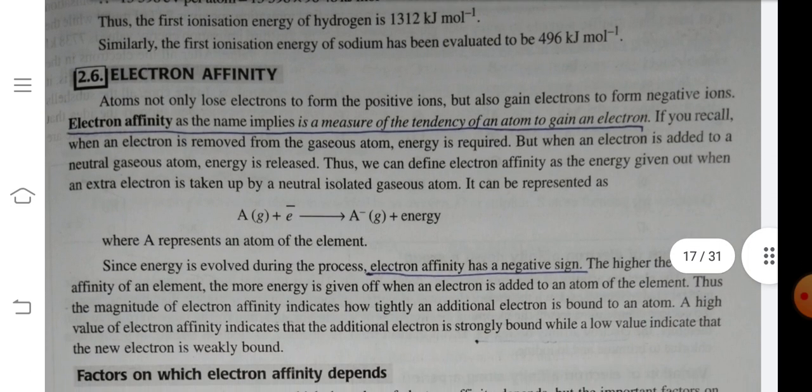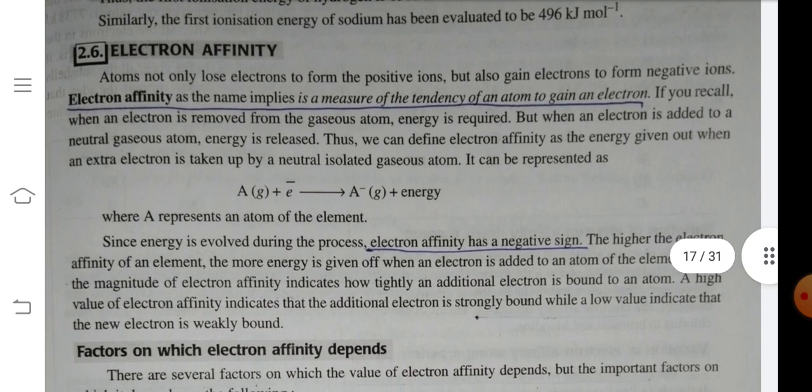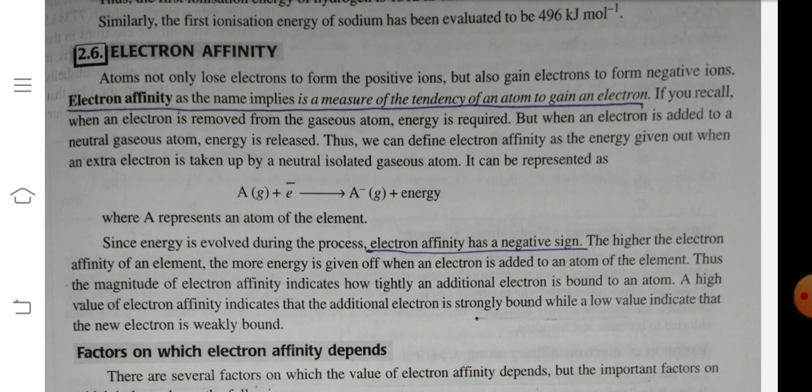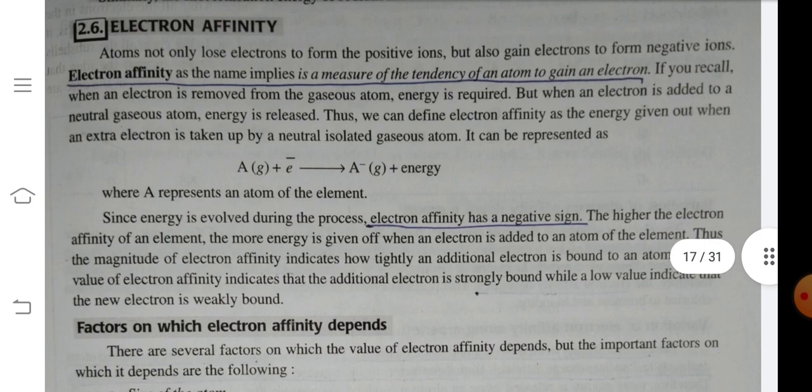Similarly, the first ionization energy of sodium has been evaluated to be 496 kilojoule per mole. Electron affinity. Atoms not only lose electrons to form the positive ions but also gain electrons to form negative ions. Electron affinity, as the name implies, is a measure of the tendency of an atom to gain an electron. If you recall, when an electron is removed from the gaseous atom, energy is required, but when an electron is added to a neutral gaseous atom, energy is released.